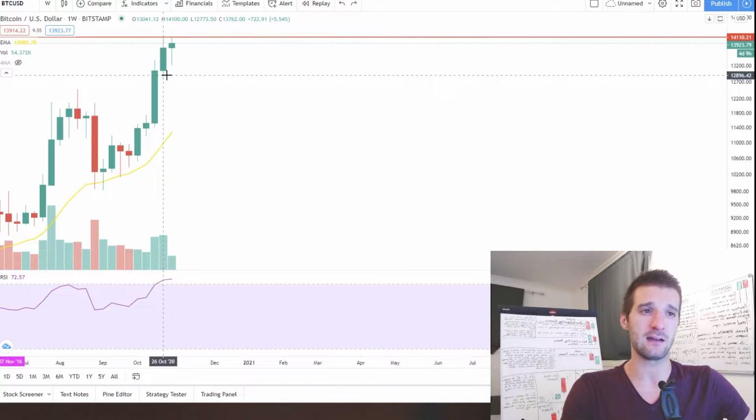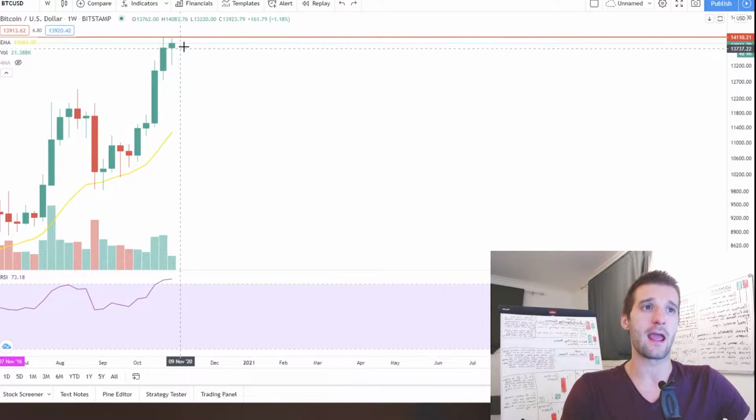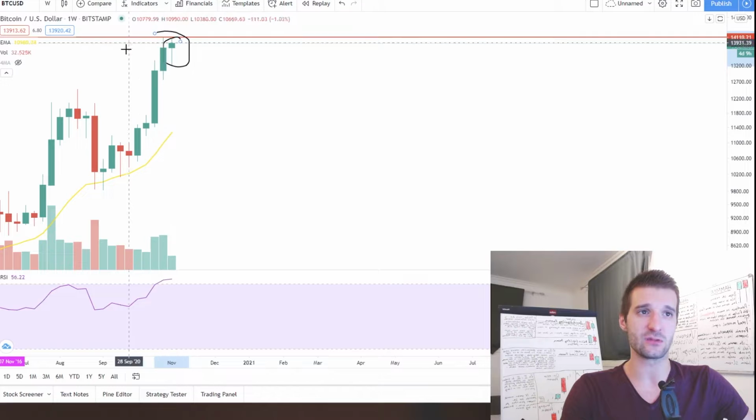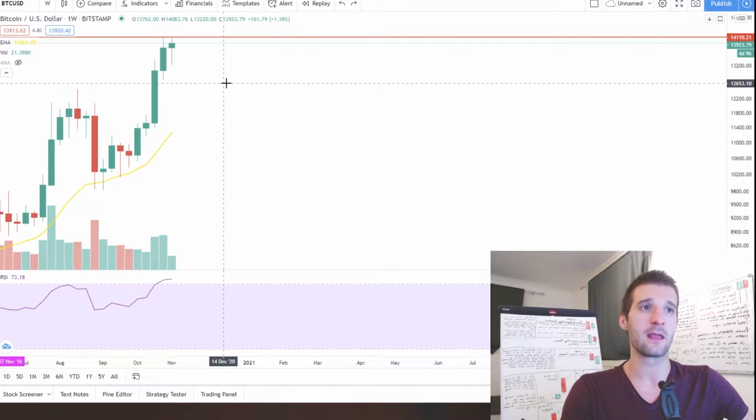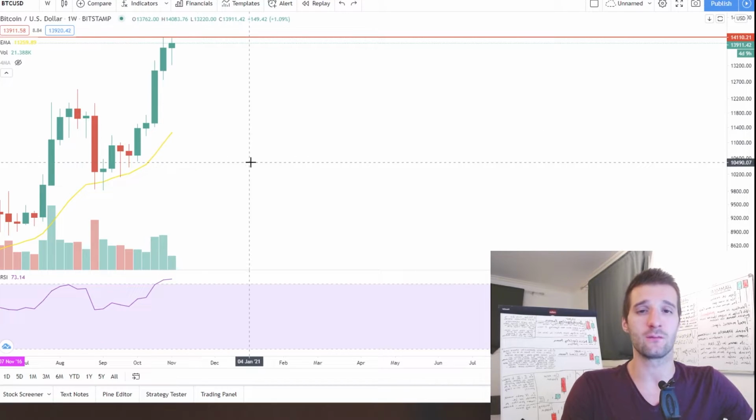The engulfing candle is much smaller than the previous one, and as you can see over here, we opened this wick over here very weakly and without breaking up $14,000. Most probably rejection is the next one.